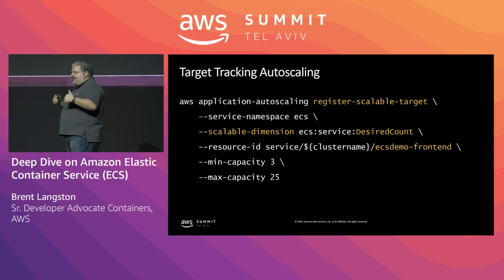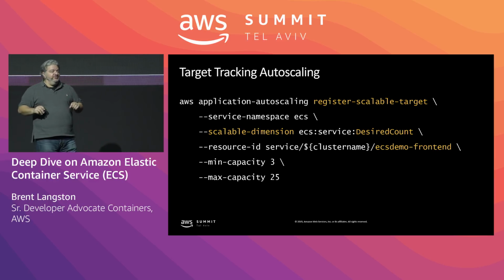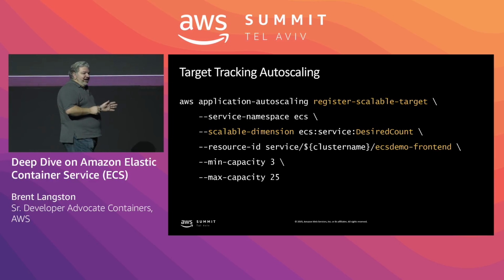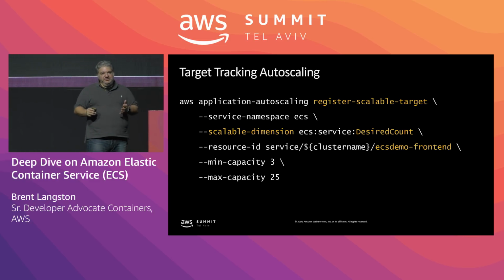And then as I get requests that come in, I'll actually scale up so that each target is trying to maintain around 1,000 operations per second. And then as requests die off, I'll scale back down so that, again, I'm still maintaining 1,000 operations per second per target. The way you set it up is very, very simple.